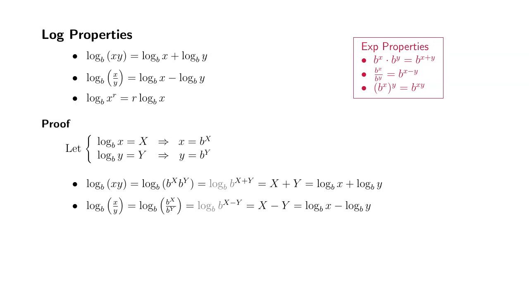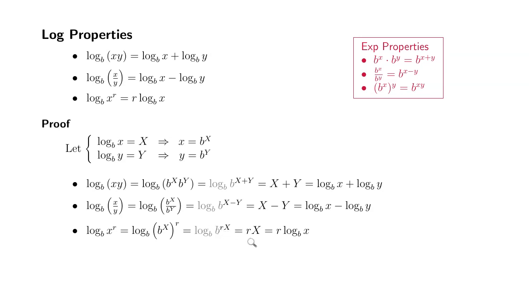Let's do the third one. We're going to start with log to the base b of x to the r. We're going to plug in b to the capital X, and then we still have to raise it to the r. But then you can just multiply the powers together. So you have log to the base b of b to the rX. Again, those cancel out.